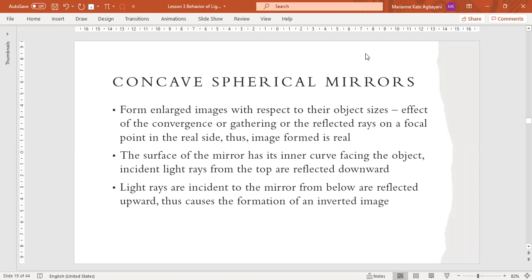Concave spherical mirrors form enlarged images with respect to their object size. The effect of the convergence or gathering of the reflected rays on the focal point on the real side is that the image formed is real. Take note, enlarged and real. The inner curve of the mirror surface faces the object. Incident light rays from the top are reflected down, and light rays incident to the mirror from below are reflected upward, thus causing the formation of an inverted image. So again, we form inverted images on concave spherical mirrors.